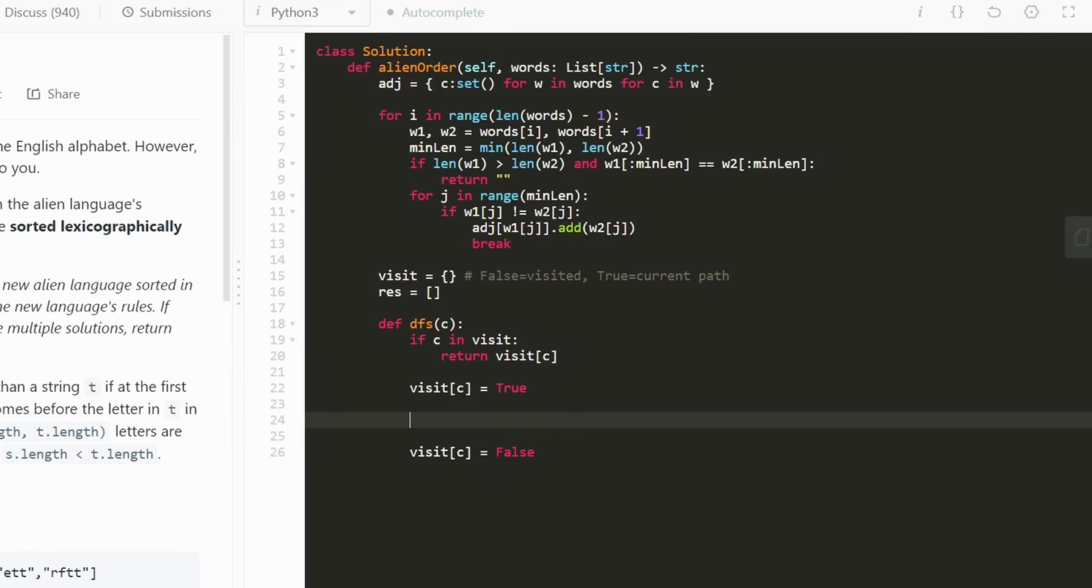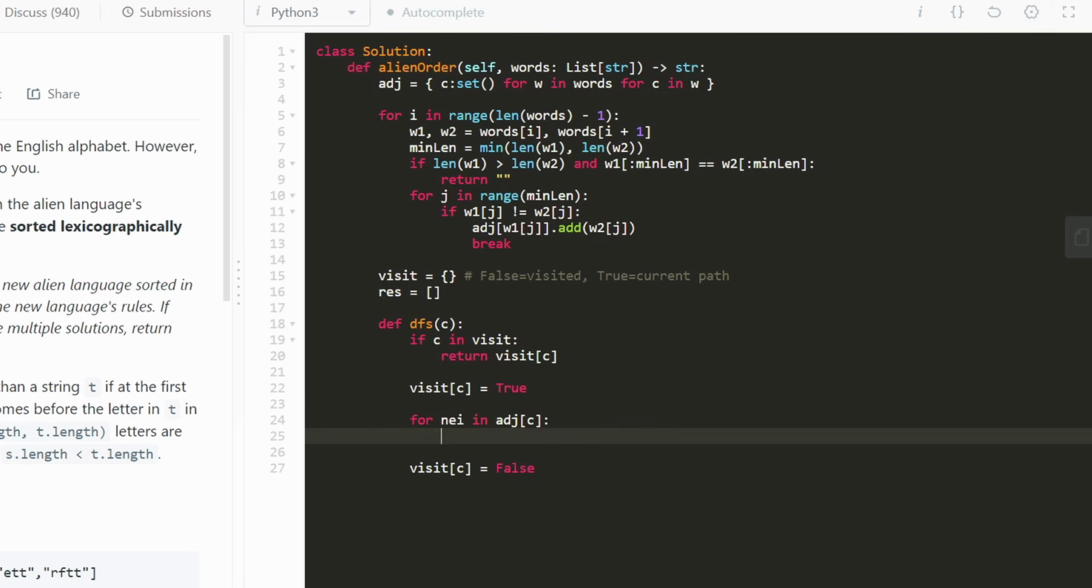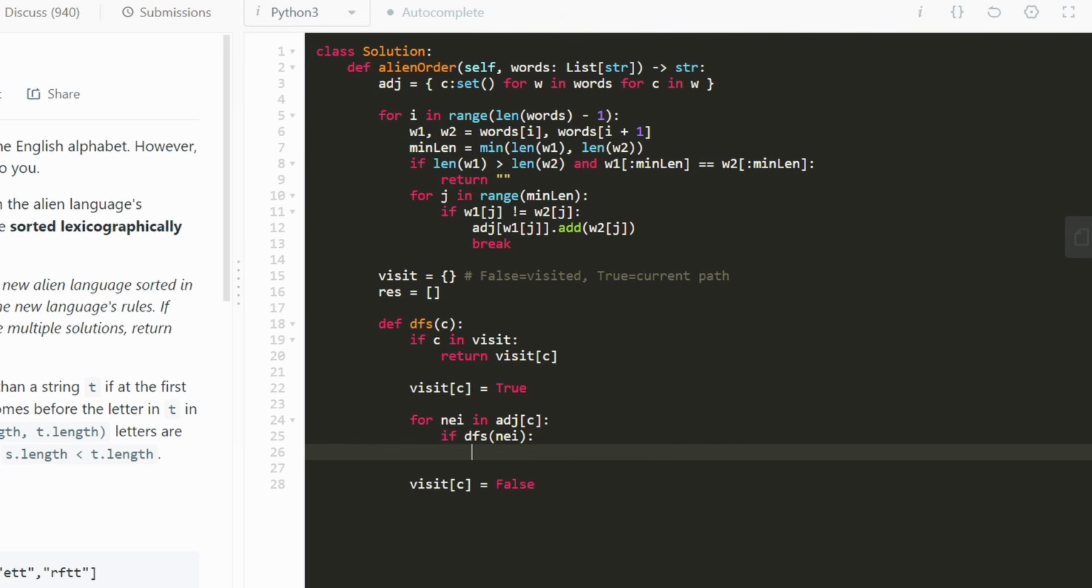But before we do that, we're going to go through a loop. We're going to go through every neighbor or descendant or character that comes after this character. So basically from our adjacency list that we built earlier, we're going to go through every character that's a neighbor of C, and we're going to run DFS on that neighbor. Now, if this returns true, that's how you know that we have a loop. So if this returns true, then we are going to return true immediately, telling the recursive call that we detected a loop and we can return immediately.